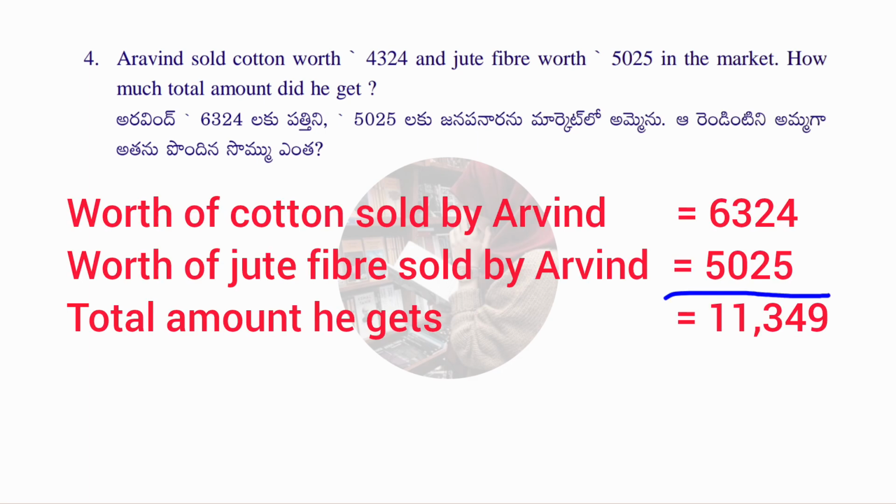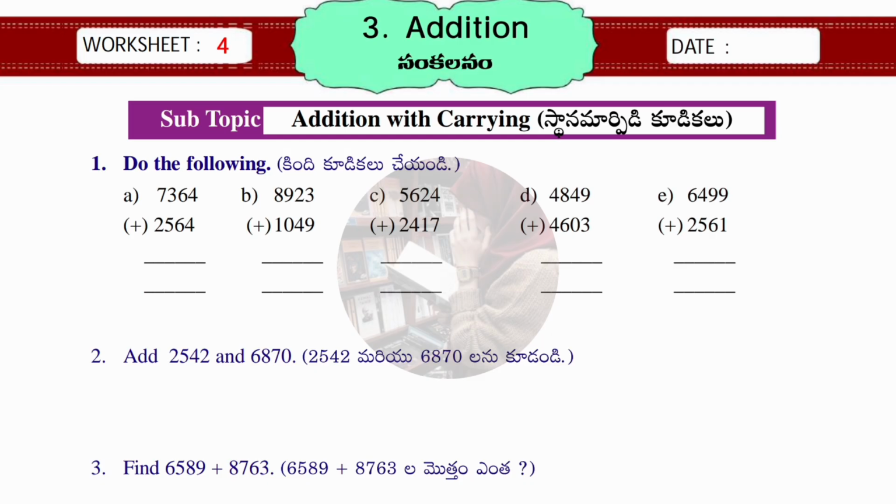Worth of cotton sold by Arvind is 4324. Worth of jute fiber sold by Arvind is 5025. Total amount he gets: you have to add both the amounts. 4 plus 5 is 9, 2 plus 2 is 4, 3 plus 0 is 3, and 4 plus 5 is 9. So total amount he got is 9349. Always remember you have to do the addition starting from ones digit. Then only you will get the correct answer. Here, how much amount did Arvind get? 9349. Understood?